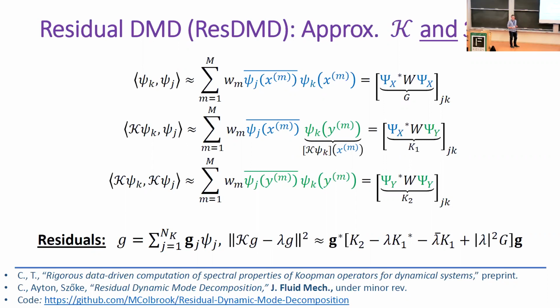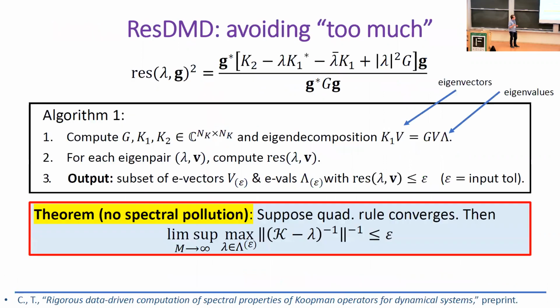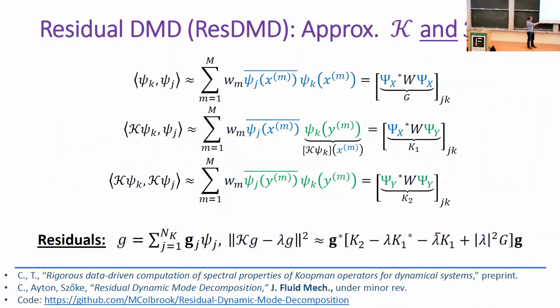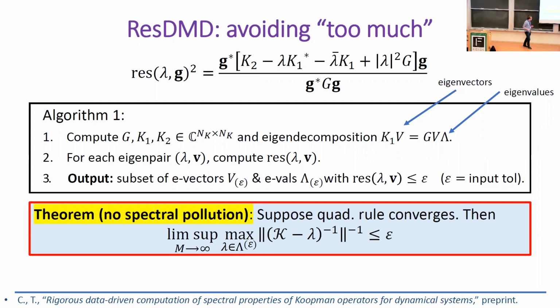For example, let's look at solving the problem of too much. How do we avoid spectral pollution? Or in other words, suppose you come with a candidate eigenvalue. How do I tell whether that eigenvalue is reliable? So here I've written down the residual we had on the previous slide, the squared residual, and I've normalized by the approximation of the norm squared of g. So remember, boldface G is the vector here that represents my function.